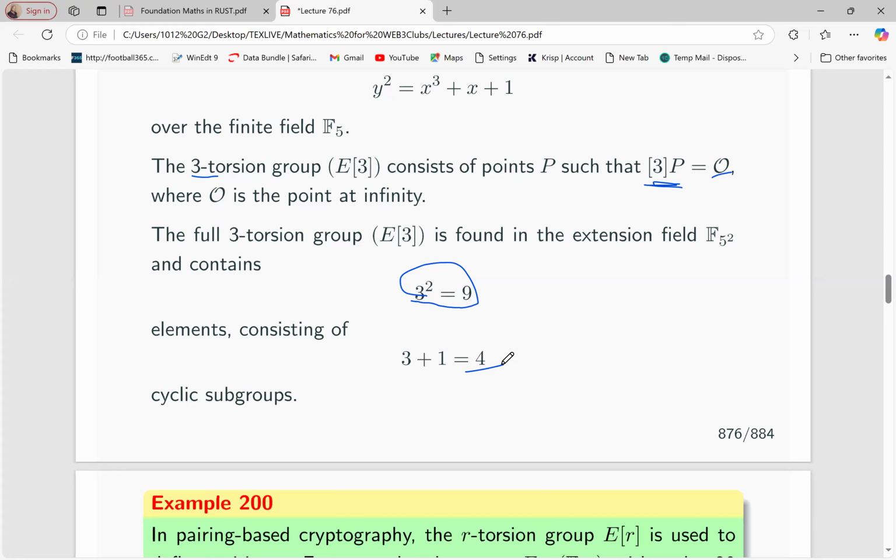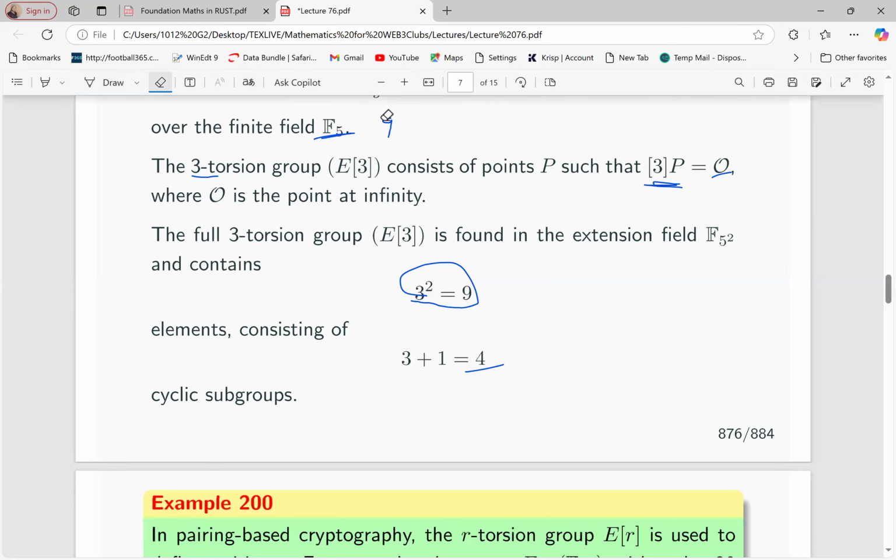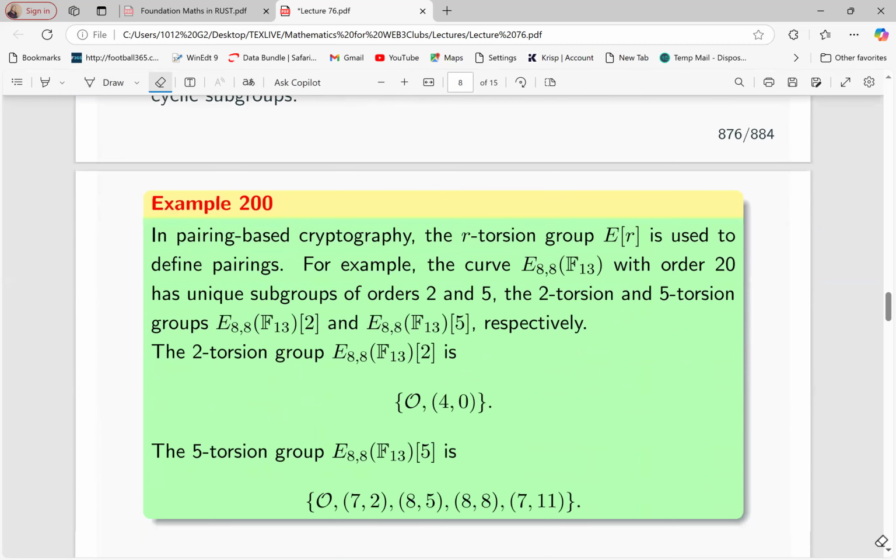You know what is happening here? Our original group had 9 elements. So that is, of course, what we are saying. Then these 9 elements, if you arrange them into subgroups, you come up with 4 subgroups. Okay, let's look at another example.